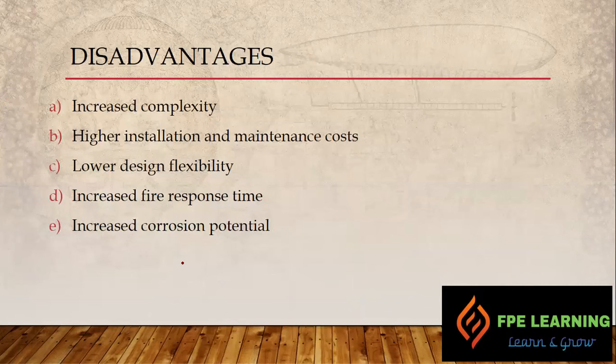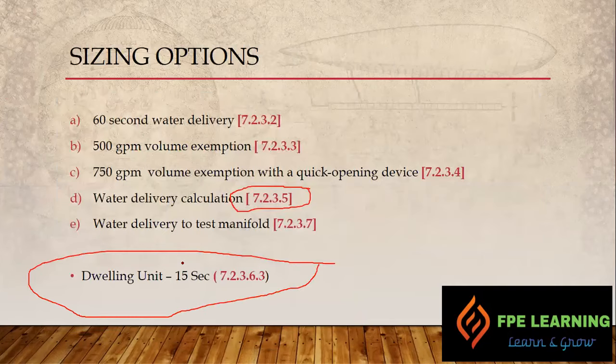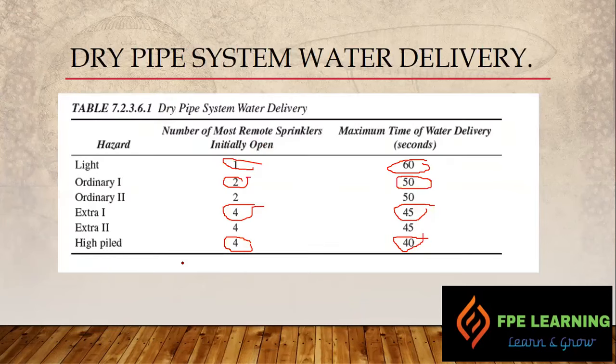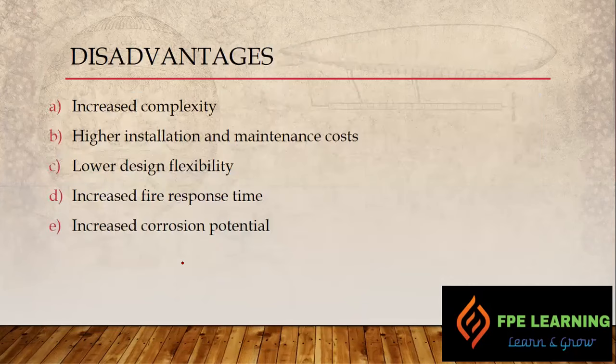Option B, higher installation and maintenance cost. We discussed that one. Option C, we have lower design flexibility, right? Remember we discussed a while ago the capacity of 500 GPM, 750 GPM and so on, and the time in seconds to go all the way from the dry pipe valve to the most remote locations. Now it has lower design flexibility, right?